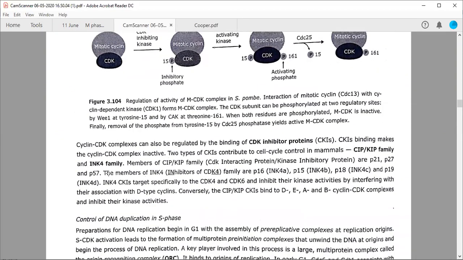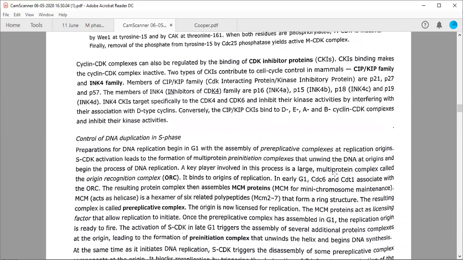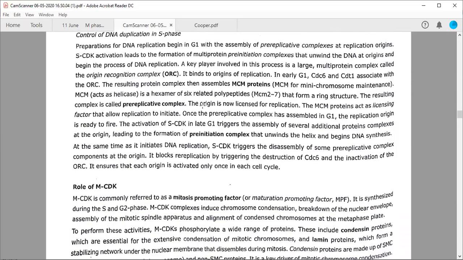This we have discussed. Then I also told you some of the inhibitors, which are in two families, the INK4 family and the CIP-KIP family. If you read these things, you will come to know that we have discussed all these things in the previous class. Okay, this MCM protein or MCM helicase also we have discussed. This is made up of 6 subunits. MCM1 is not there, but 2 to 7, or 6 related polypeptides, are making this MCM hexamer.